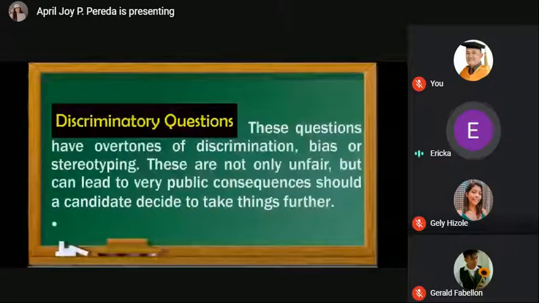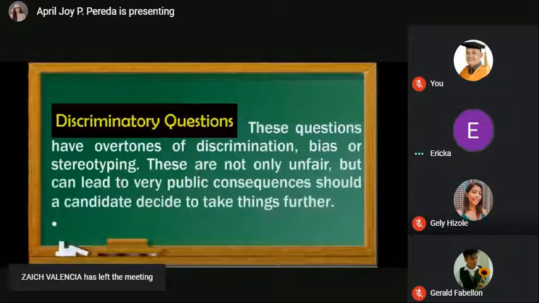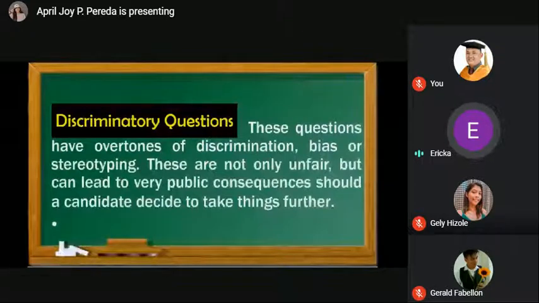Discriminatory questions. These questions have overtones of discrimination, bias, or stereotyping. These are not only unfair but can lead to very public consequences should a candidate decide to take things further. There are several topics that should not be asked during interviews, because we will never know if it will loosen up the other person's confidence or if they might take it offensively. Topics such as race or origin, pregnancy status, disability, gender identity, sexual orientation, citizenship, or even religion.